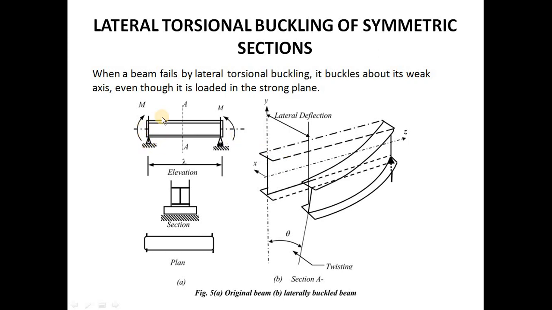And when it is loaded to the end moment M, it will have the twisting not in the X direction, because that we call a bending, but it will have a twisting in the Y direction. That's why in case of lateral torsional buckling, it will have a bending in the major axis and the twisting in the minor axis.